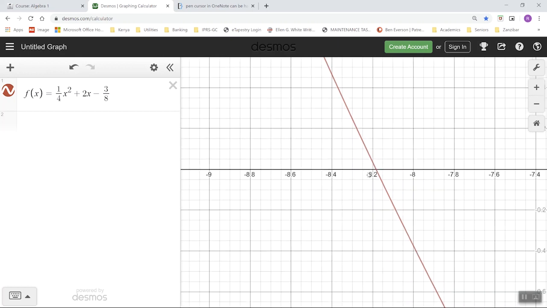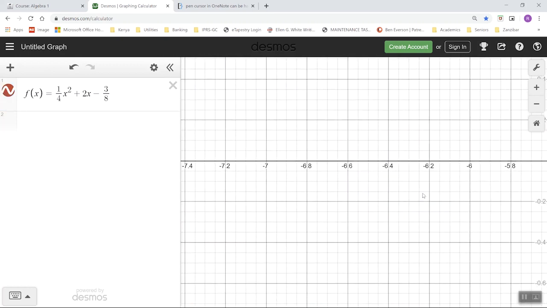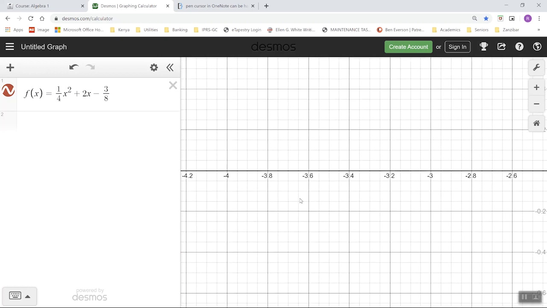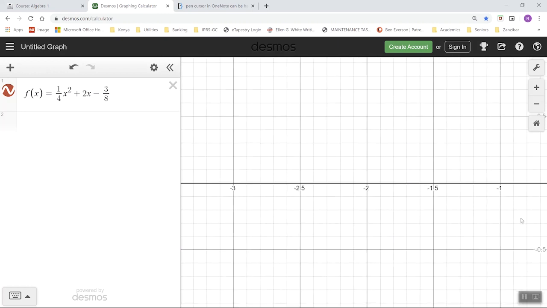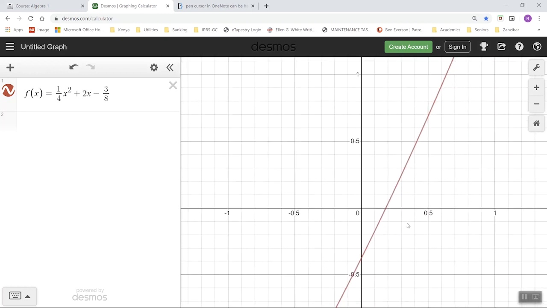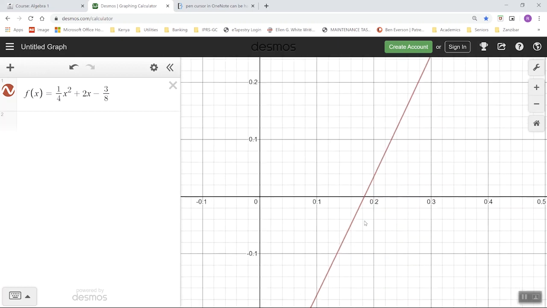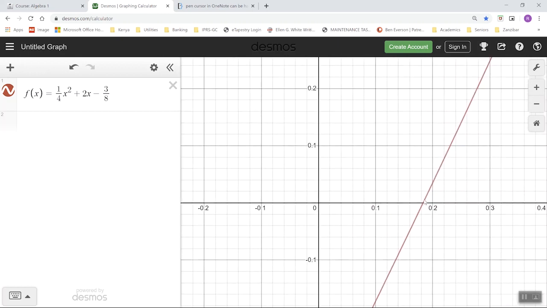This is just to the right of negative 8.2, which would be what? Negative 8.183. To the nearest hundredth, that's negative 8.18. So you go over here to the other side, you say, where was this other root? Right here is the other root, just a little shy of 0.2. What is this root? 0.1833, to the nearest hundredth, it's 0.18.